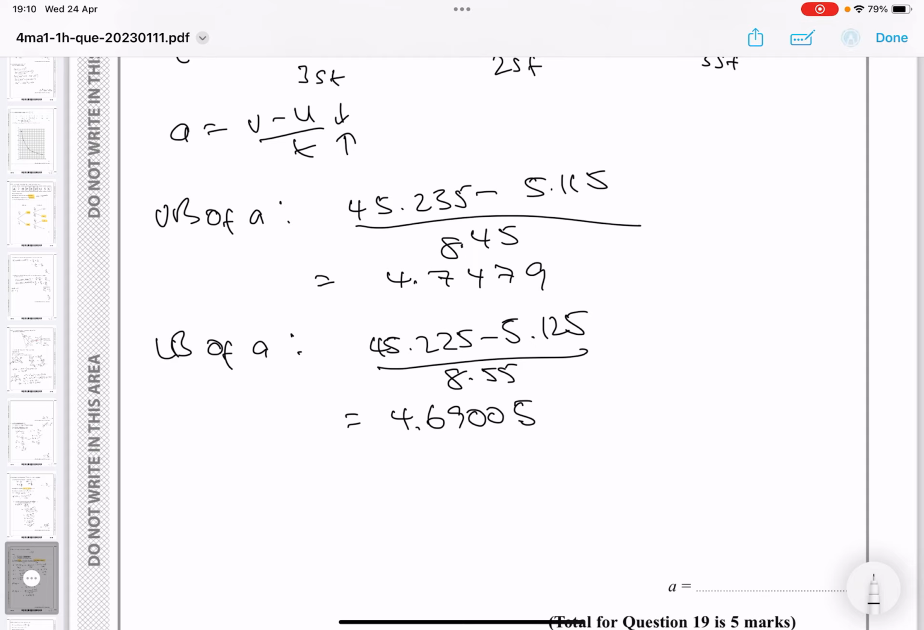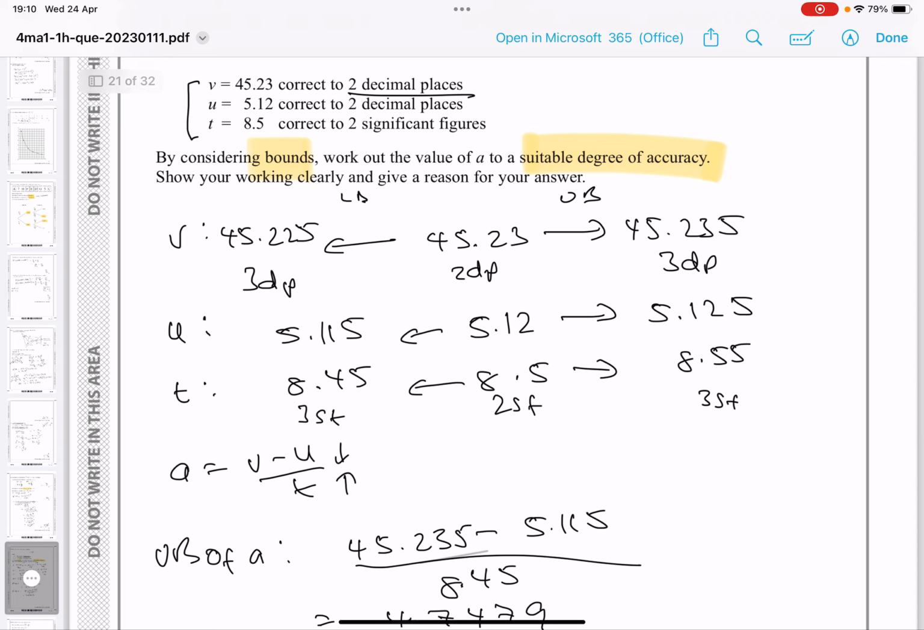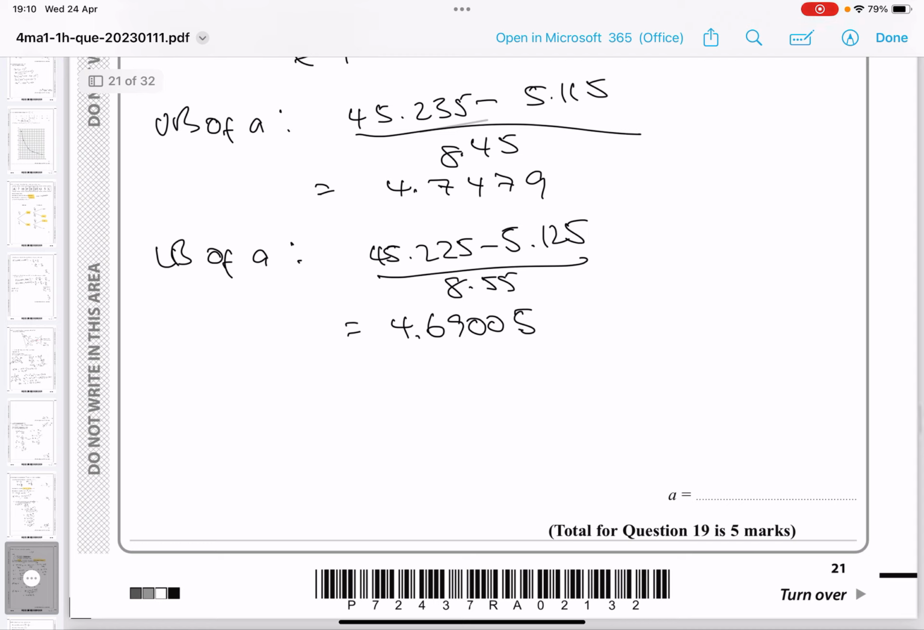Okay, now let's go back to the question. By considering bounds, work out the value of a to a suitable degree of accuracy. Okay, so when it says suitable degree of accuracy, we now need to consider both the upper and lower bounds to work out a final value for a, because when we work out the final value for a, it has to make sure to include the upper and the lower bound of a that we worked out. So that's the maximum and the minimum.